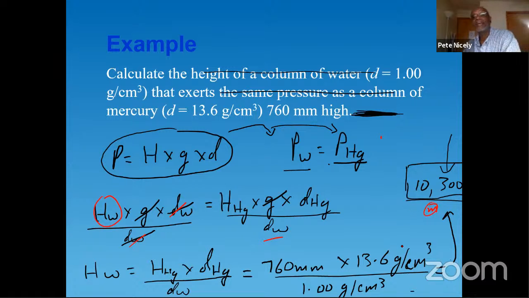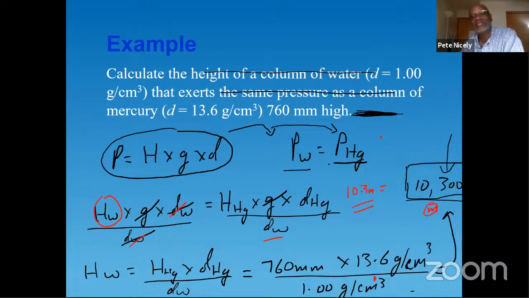All right? Okay, so this is the reason why water is not used when it comes to these instruments, because if you were to use water instead of mercury in your manometer, then you will need a tube which is 10,300 millimeters high. That would be equal to 10.3 meters, all right? And that would be an inconvenient piece of glassware for this purpose.